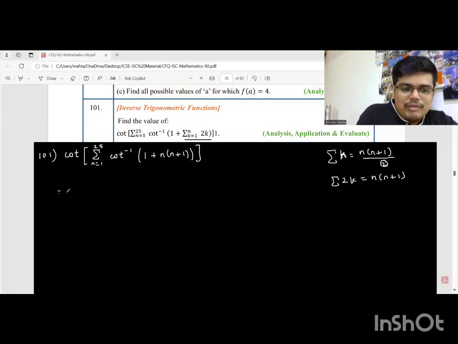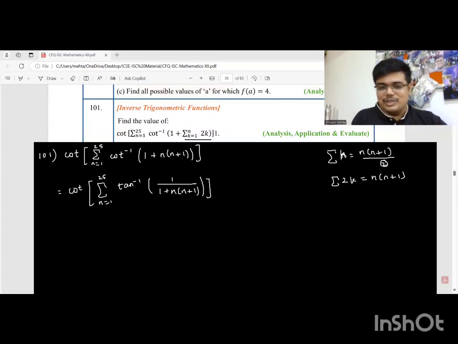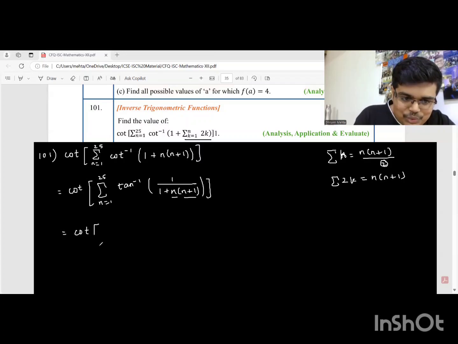Now see, in ITF, we don't have any formula for cot inverse, but we have some formulas for tan inverse. So I'll have to convert this to tan inverse. So I'll write it as tan inverse. We'll take the reciprocal. So we have 1 upon 1 plus n into n plus 1. Now, students, this is similar to the previous question. You look at n and n plus 1. What is the difference of n and n plus 1? Do you observe, students, the difference of n and n plus 1 is 1.